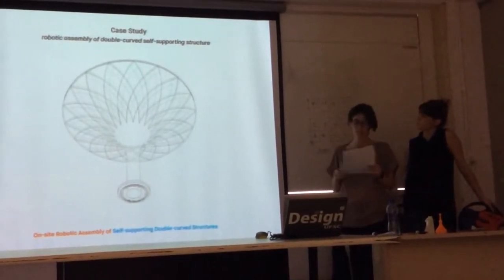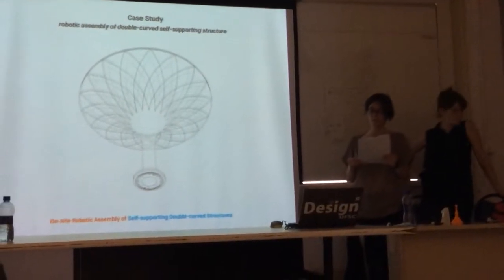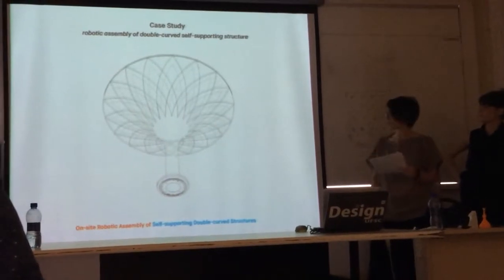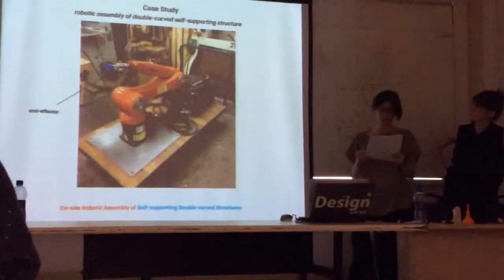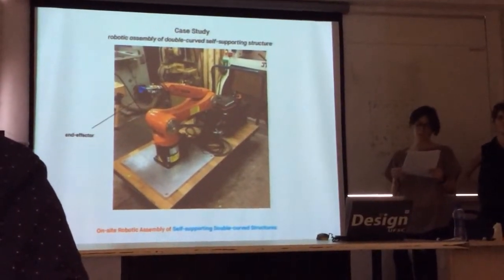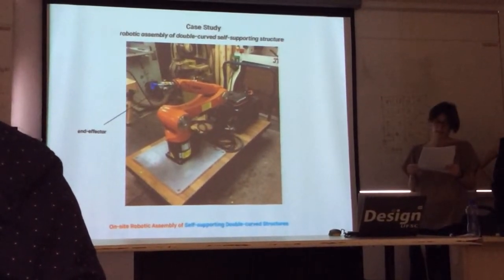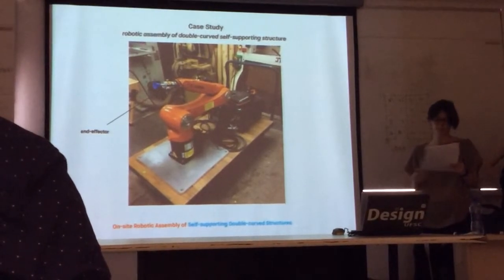And as a proof of concept, we built a portion of a structure in full scale that is a double curved mushroom-shaped structure. A portion of the structure was assembled by a small robot mounted in a small trolley and equipped with a customized end effector, a vacuum tool. This end effector will be used for picking and placing components.